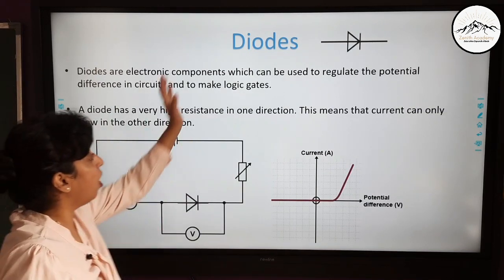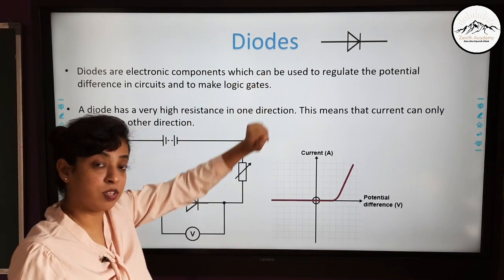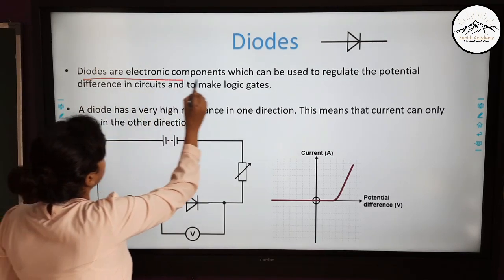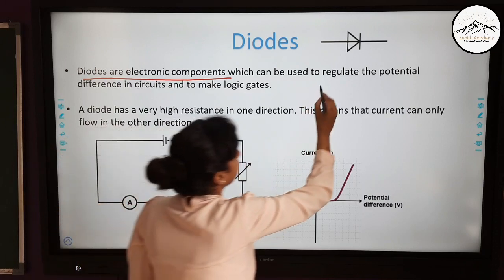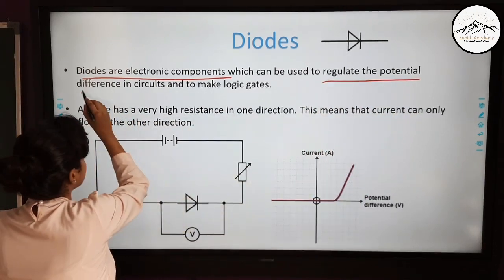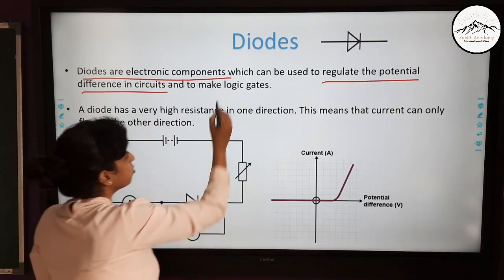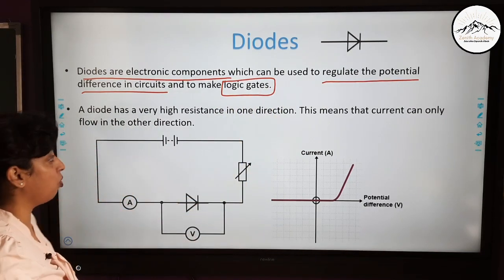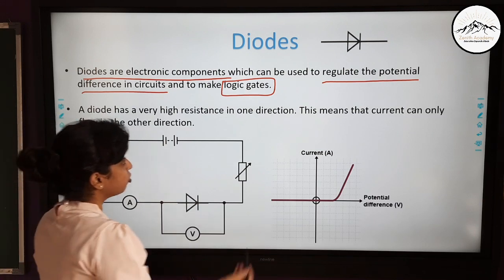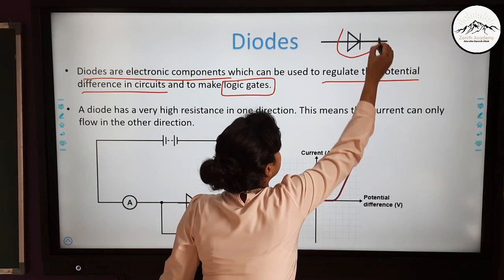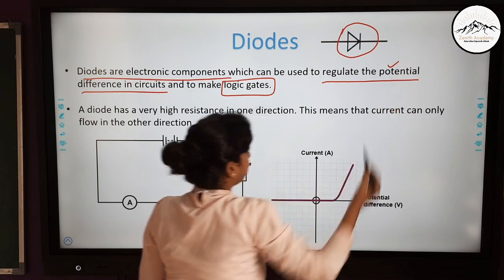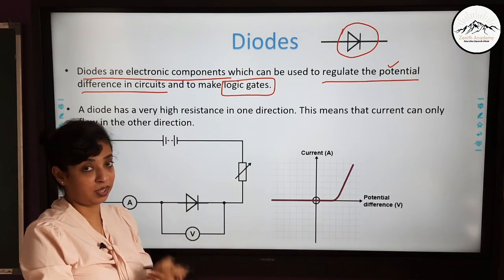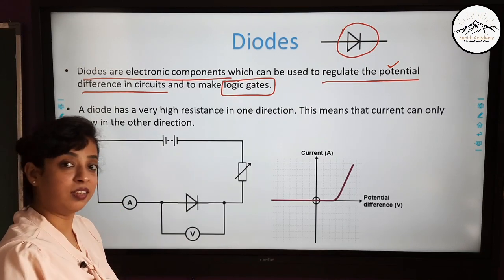Moving on to our next component, that is diodes. Diodes are very important. Diodes are electronic components which can be used to regulate the potential difference in a circuit. It is also used in making logic gates. This you will study in your year 12, how logic gates are made. Right now you just remember that diodes are helpful to regulate the potential difference. How? Because they allow current only in one particular direction and restrict current in the other direction.